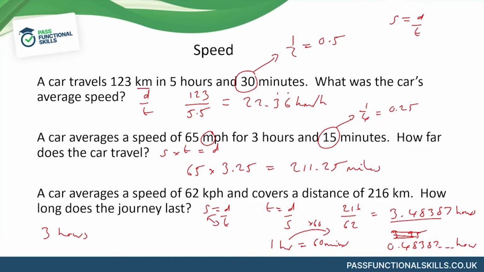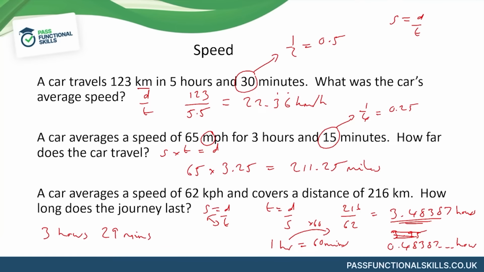So if you've got this number typed on your calculator, take away the 3 and you've got 0.4838709677, and now multiply that by 60 and you've got this in minutes, and you've got 29.03. So we'll just call that 3 hours and 29 minutes to the nearest minute. I doubt in an exam that they would be interested in the seconds after that.